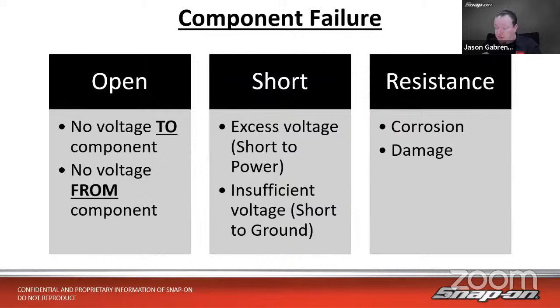So when we're using scopes and guided component testing, we're really checking for component failure, because that's going to cause a drivability problem, or that's going to cause a code to happen, or whatever else we're trying to diagnose in this vehicle. It's going to be some sort of a component failure. So I think that falls into three different buckets.